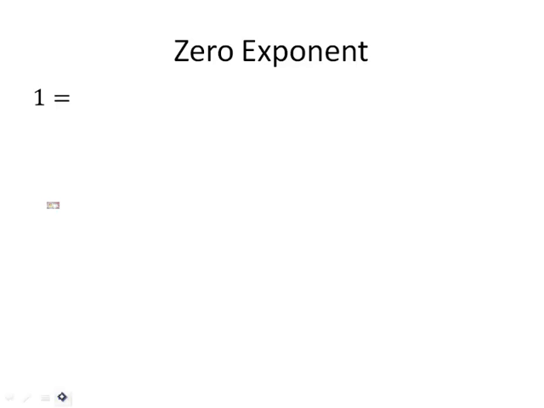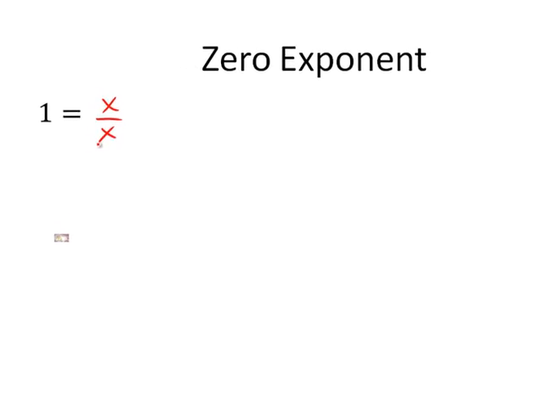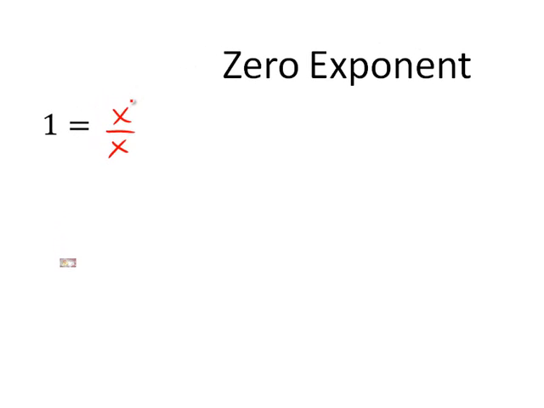All right, now let's look at rearranging 1. How could we rewrite 1? Well, we could write it as anything over itself, as a fraction. You'll notice that means we're taking x to the power of 1 over x to the power of 1, for example, which means x to the power of 1 minus 1, which means x to the power of 0. So wouldn't that mean that anytime we take anything to the power of 0, we should get 1?